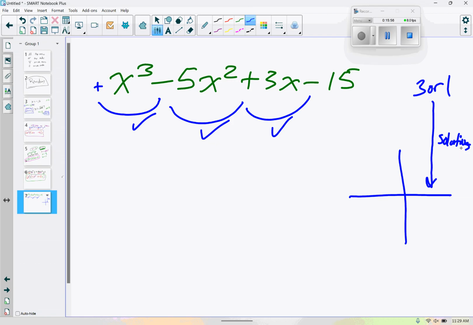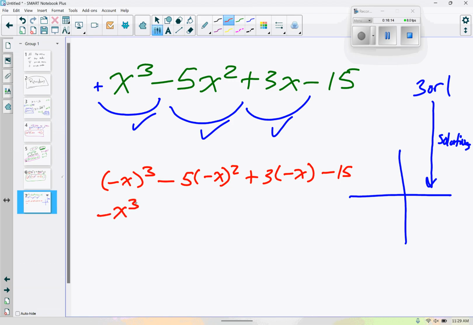But mathematicians decided that. And then Descartes said, hey, if I take negative x and plug it in to all of my x's and simplify, I go negative x, negative x, negative x, and I still get negative x to the third. Then negative x times negative x is positive x squared. Positive x squared times negative 5 gives me negative 5x squared. Then 3 times negative x is negative 3x. And then I get a minus 15.